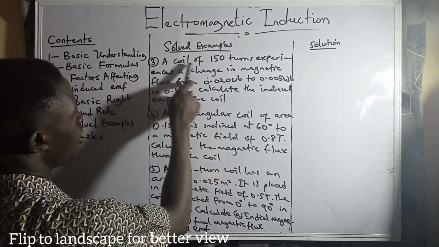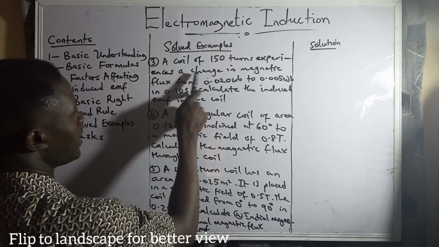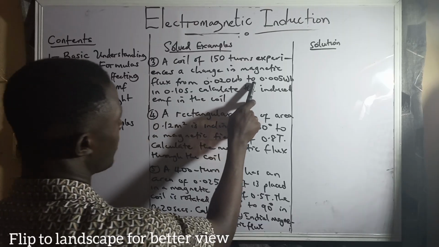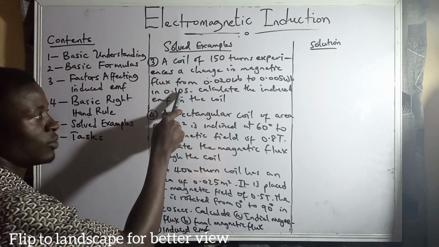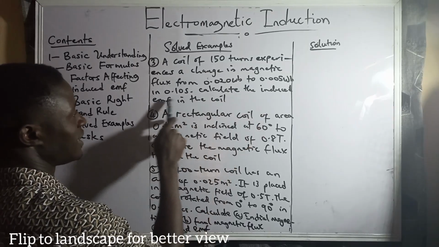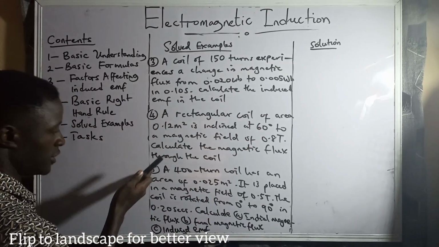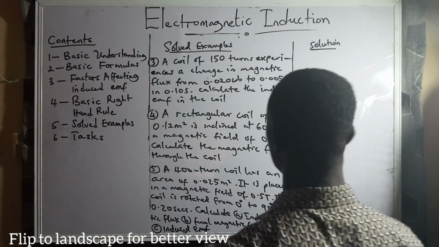Number 3 says a coil of 150 turns experiences a change in magnetic flux from 0.02 Weber to 0.005 Weber in 0.10 seconds. Calculate the induced EMF in the coil. Then this is the 4th, this is the 5th. So let us solve this number 3.